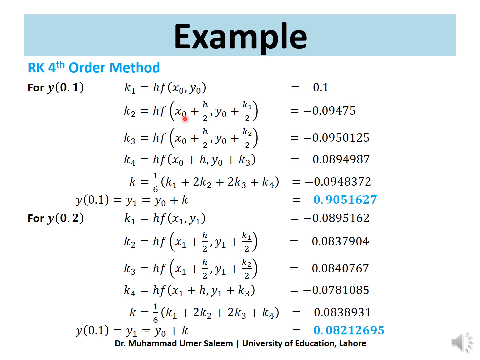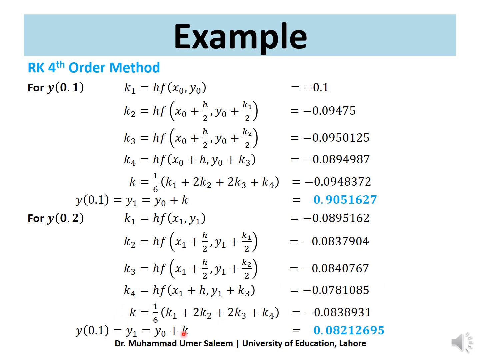So x node is replaced with x1 and y node is replaced with y1. So we computed K1, this is the value for K1. Then we computed K2, this is the value for K2. Similarly, we computed the value of K3 and K4, and using all these four values we calculated K, which is this.